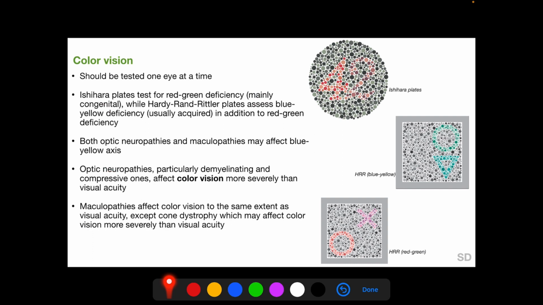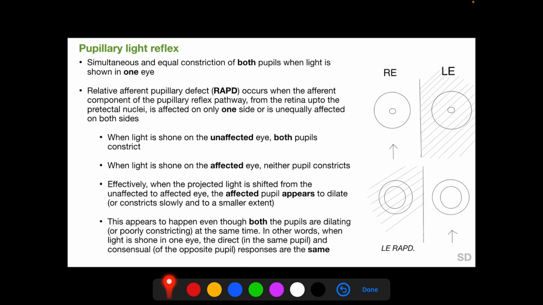Optic neuropathies, particularly demyelinating and compressive optic neuropathies, affect color vision more severely than visual acuity. Maculopathies may also affect color vision, but it affects color vision to the same extent as visual acuity, except probably cone dystrophy, which may affect color vision more severely than visual acuity.